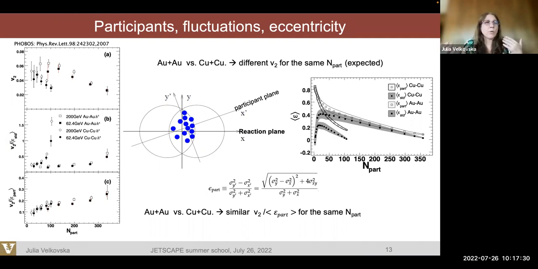But then we expected that if you divide by the eccentricity, which is driving this azimuthal anisotropy, you will find that the two systems collapse to the same behavior. And this, in fact, wasn't the case until we took into account that the nucleons that interacted, the participants, are not exactly in this overlap zone of the two nuclei being considered as smooth objects. But in fact, on an event-by-event basis, there will be fluctuations in the orientation of the nucleon or the participant plane that you can define. So there's an angle which is different from the reaction plane.